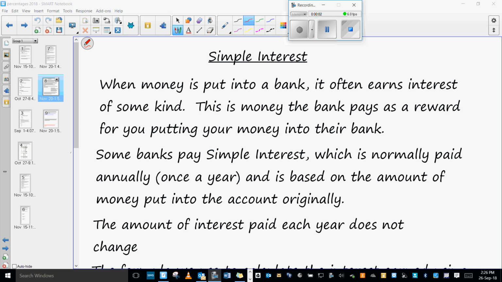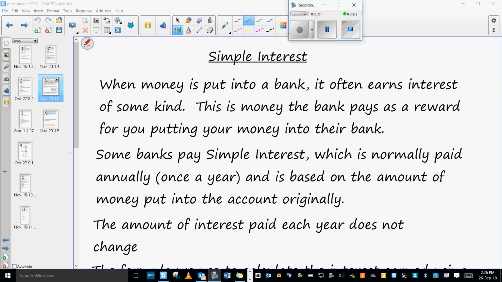Simple interest. When money is put into a bank, it often earns interest of some kind. Sadly, these days, not as much as it used to, but you do get some kind of interest. This is money that the bank pays as a reward for you to put the money into their bank.